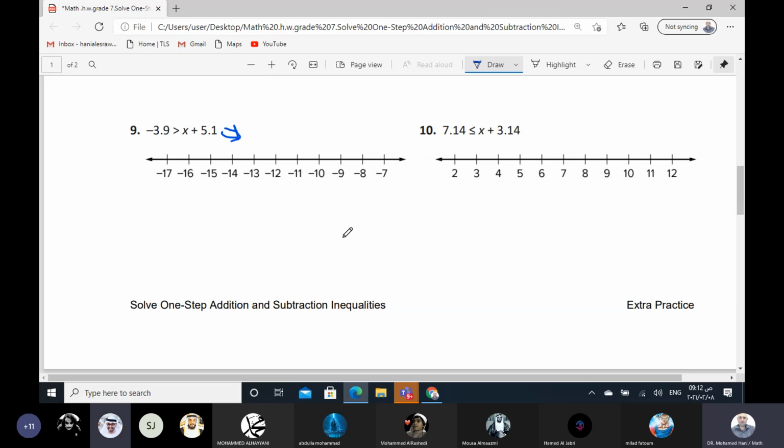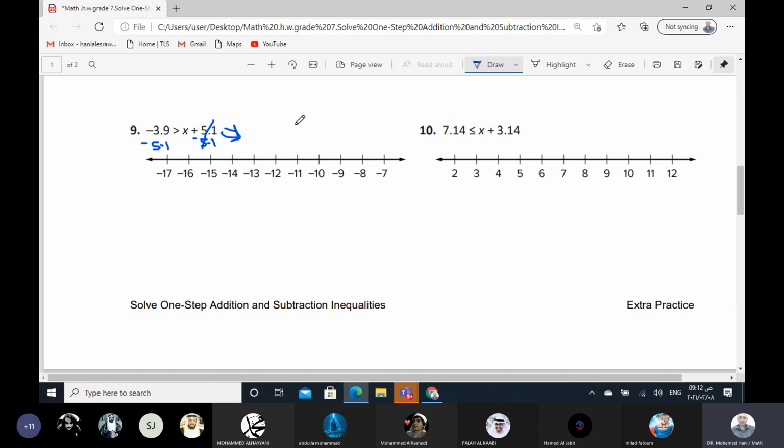Mister, the answer is x smaller than -9. But the first step, try to remove 5.1. So minus 5.1 here and minus 5.1 here.